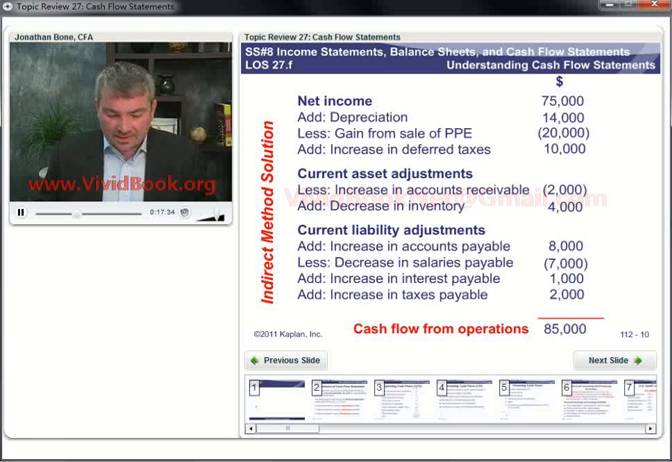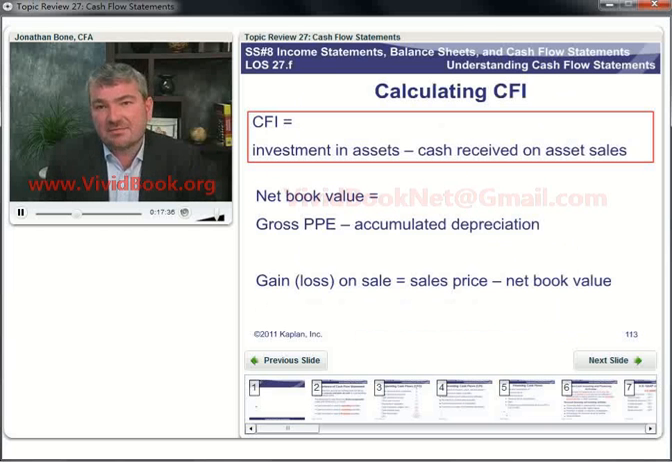So our next thing that we need to be able to compute is our cash flow from investing. Cash flow from investing essentially is the cash that we spend acquiring assets minus the cash we receive on the disposal of assets. Now, bear in mind the net book value of an asset is the asset's gross PP&E, which is just really cost, minus the accumulated depreciation, which is a running total of what's been charged through the income statement to date.